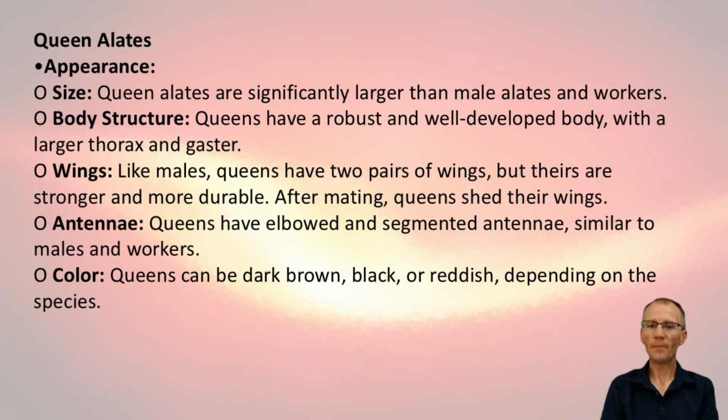Queen alates. Appearance. Size. Queen alates are significantly larger than male alates and workers. Body structure. Queens have a robust and well-developed body with a larger thorax and gaster. Wings. Like males, queens have 2 pairs of wings, but theirs are stronger and more durable. After mating, queens shed their wings. Antenna. Queens have elbowed and segmented antennae, similar to males and workers. Color. Queens can be dark brown, black, or reddish, depending on the species.